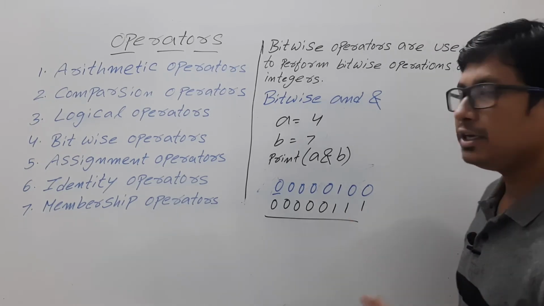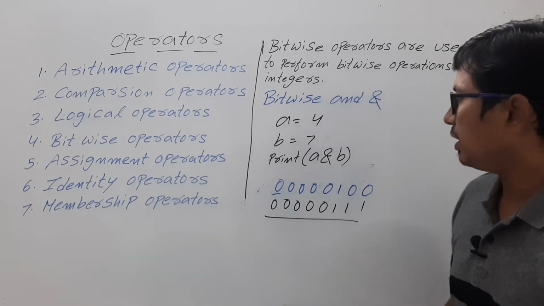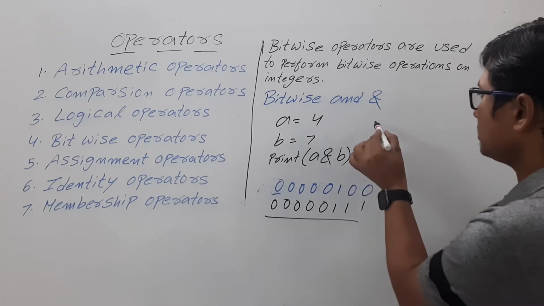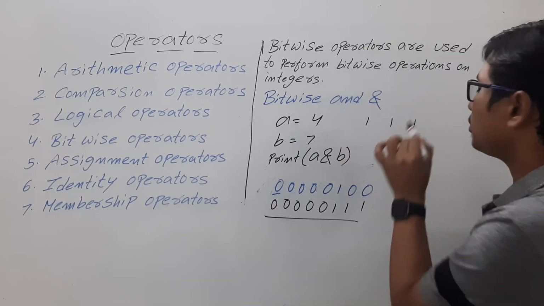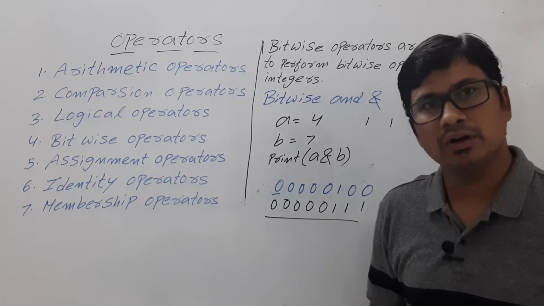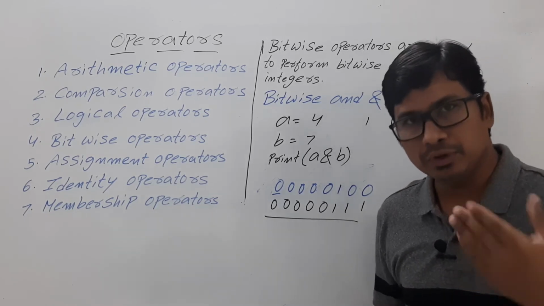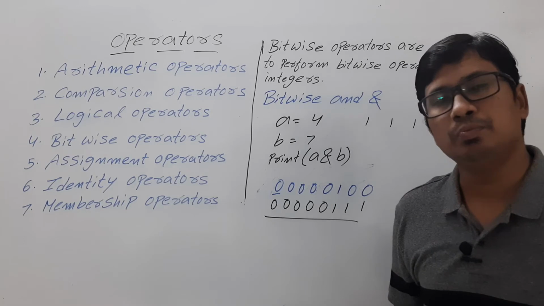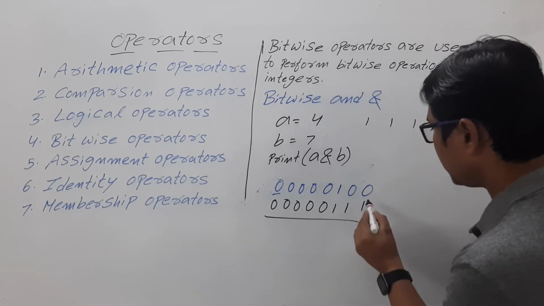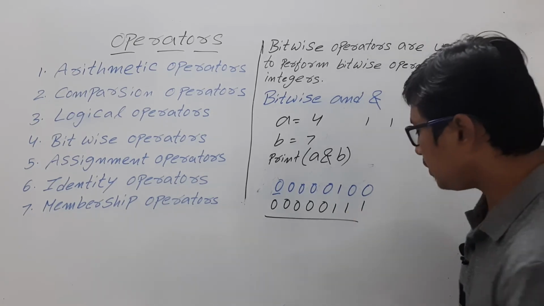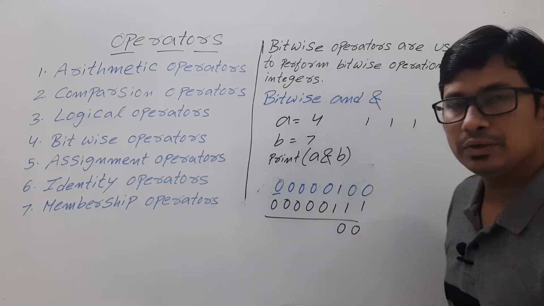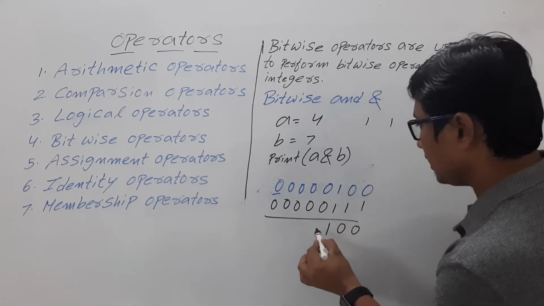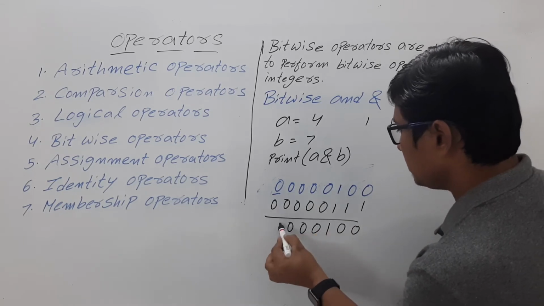Now I need to perform bitwise AND. What is the bitwise AND? How it works is that if both the bits are 1, then only the output will be 1. If any one of the inputs is 0 or both the inputs are 0, then the output will be 0. Now if you look, 0 and 1 will be 0, 0 and 1 will be 0, and 1 and 1 will be 1, and the rest of the things will be 0.